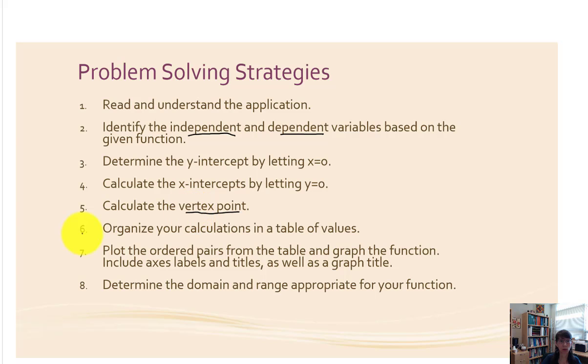In step 6, we'll organize our calculations in a table of values. In step 7, we'll plot the ordered pairs from the table and graph the function. We'll include axes labels and titles. So whatever variables we assigned for step 2, we'll be using those same variables to label our axes. We'll determine the domain and range that are appropriate for the given function as well.